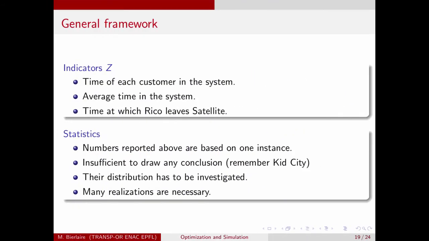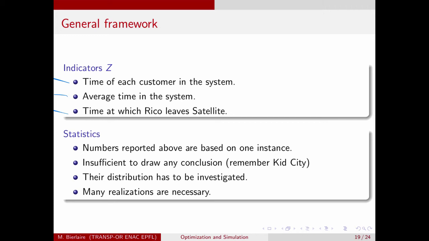Now the most important thing is the indicator Z. This is actually why we are doing this. And we have 3 types of information that we are collecting. So we are recording the time of each customer in the system, the arrival time, the departure time, so the duration of the stay in the system. We are also calculating the average time in the system across all customers, and the time at which Rico leaves the satellite.